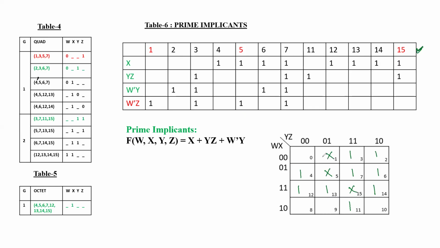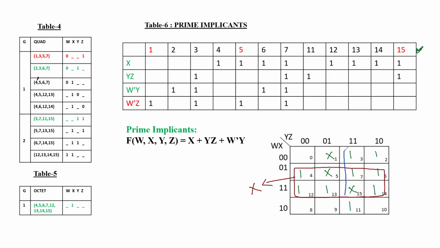Now we have to make the combination with the maximum neighbors. So if you look here, we have one combination of octet for this. In this row wise, what is common? X is common. Column wise, nothing is common, since all four columns are included here. So for this implicant the value is X. Next, we look for the quad, since another octet is not possible.